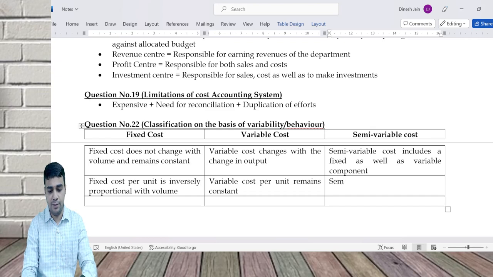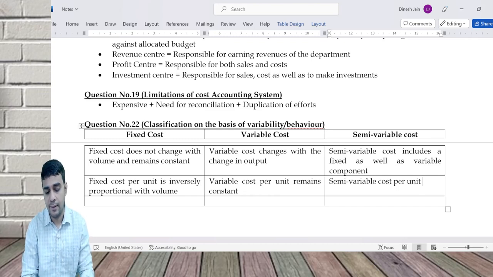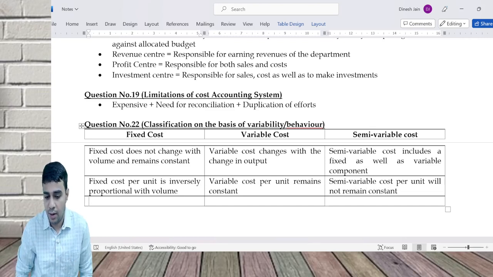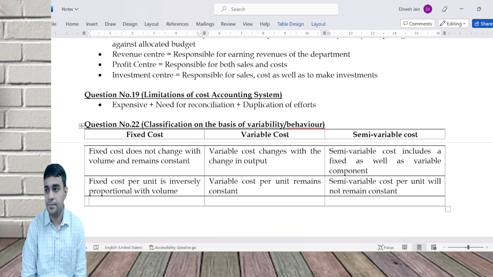Semi-variable cost per unit will not remain constant. We'll first complete full notes and then I'll explain again.